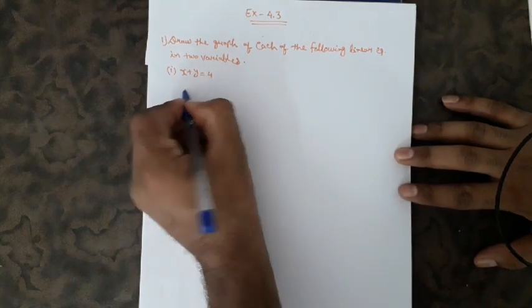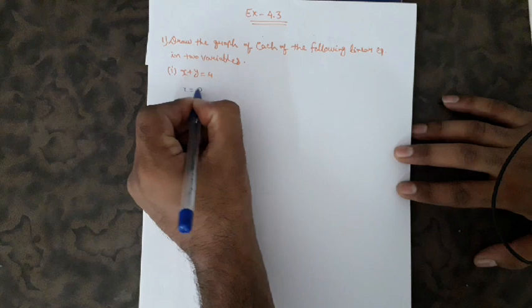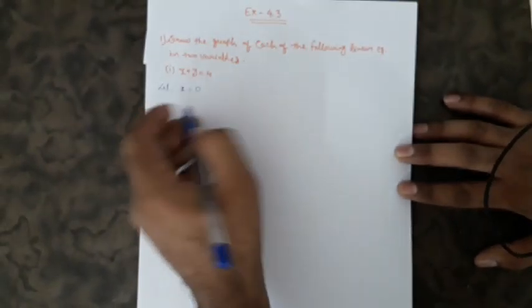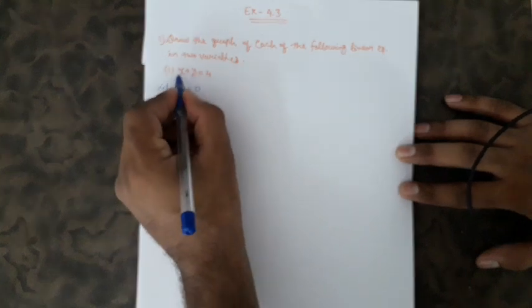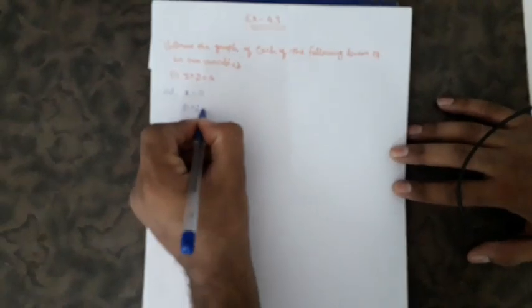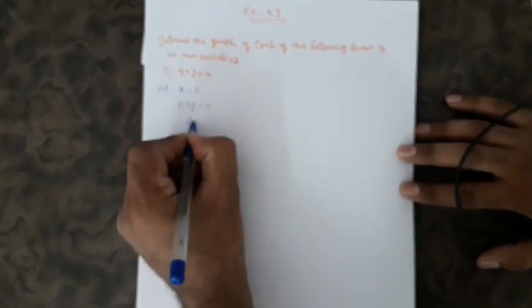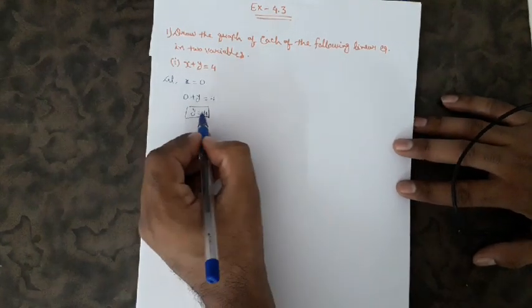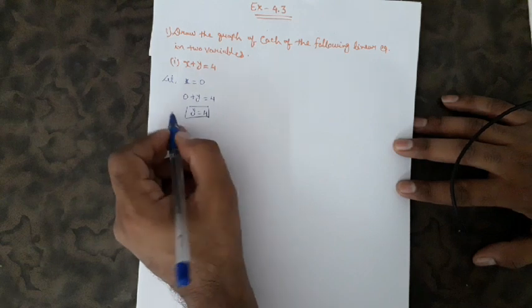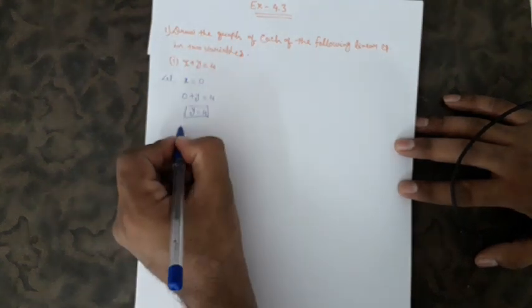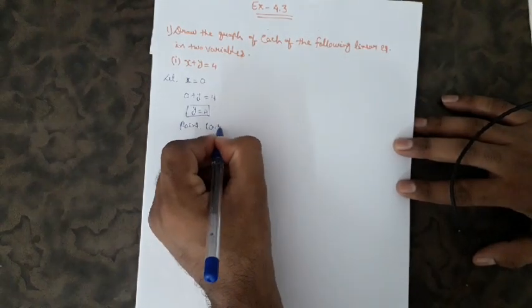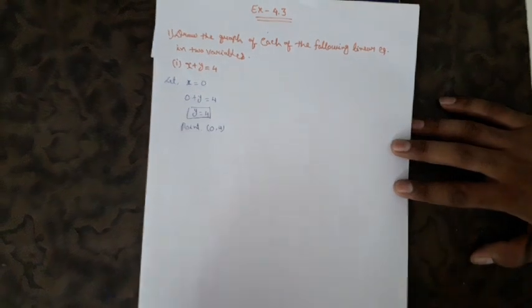So first I am taking x equals 0. When I put 0 in place of x, I'll get 0 plus y equals 4, and finally the value of y would be 4. So the first point, the coordinate of this equation, we have: x we have taken 0 and y we have 4. So the first point is (0, 4).